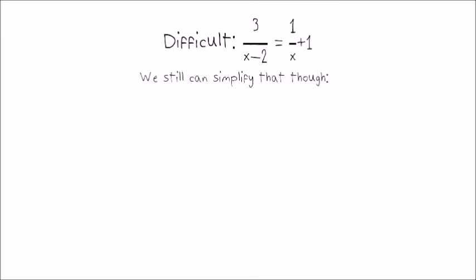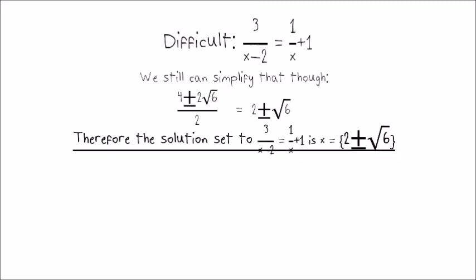We can still simplify that though. So 4 plus minus 2 square root of 6 all over 2 will become 2 plus minus square root of 6. Therefore, the solution set to 3 over x minus 2 equals 1 over x plus 1 is x is equal to 2 plus minus square root of 6.